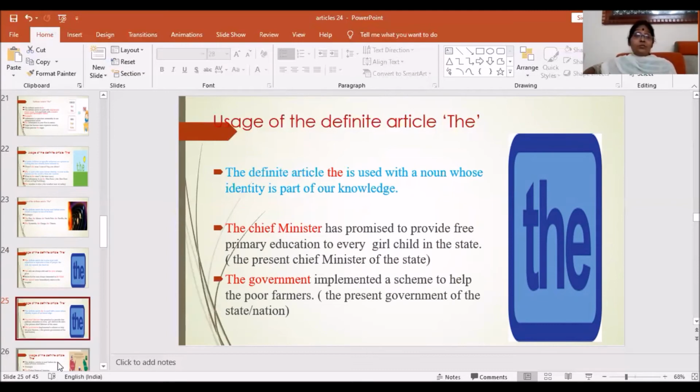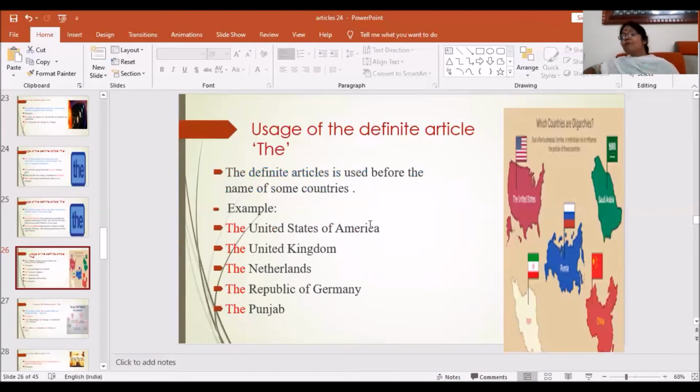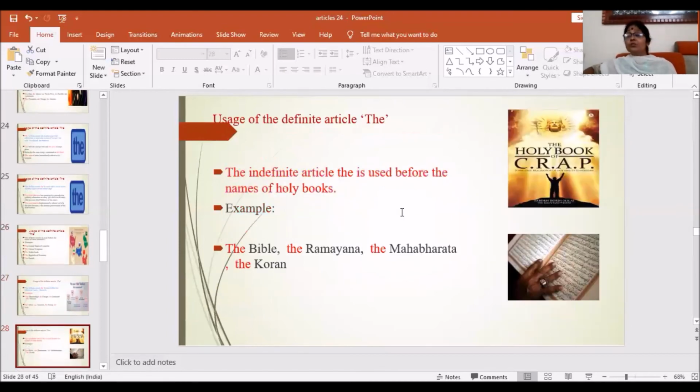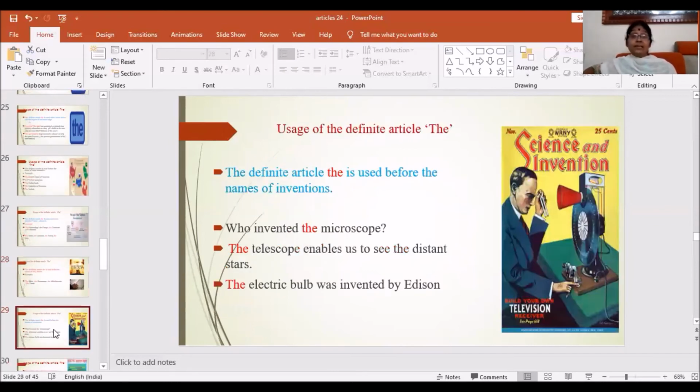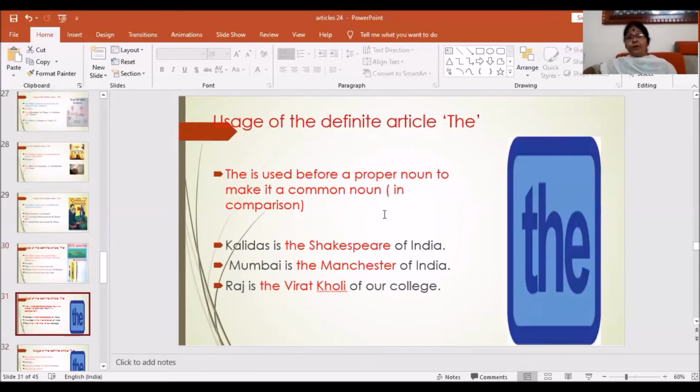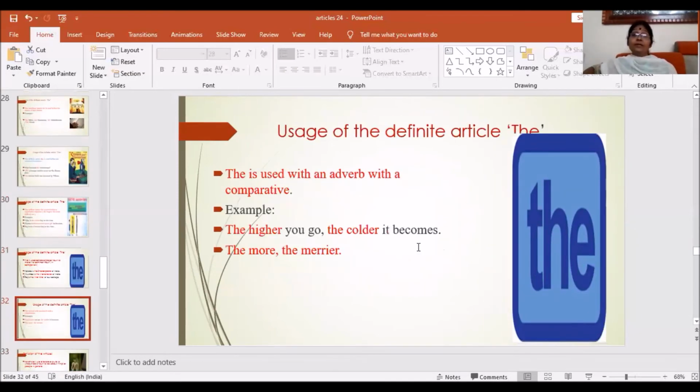Then we also use the definite article before the names of countries which are descriptive in nature, right? For example, the United States of America, the United Kingdom, the Netherlands, the Republic of Germany, etc. We use the before the names of rivers and channels, and we also use the before the names of holy books. We use the before inventions, and we also use the when we are talking about superlative adjectives. Then the is used before a proper noun when it functions as a common noun, and sometimes we use it with comparative adverbs.